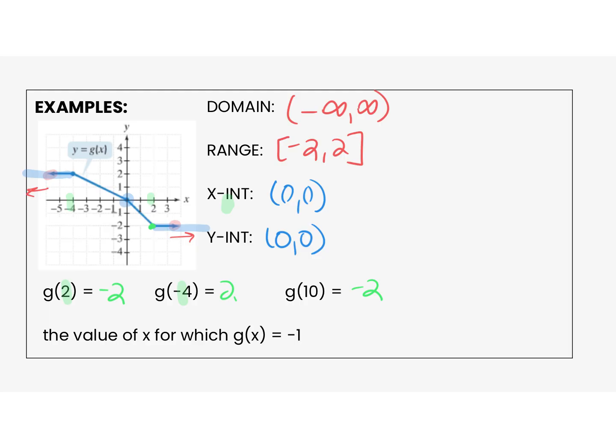All right, and then lastly, the value of x for which g of x equals -1. So again, that's saying where does y equal -1. So here's my y equals -1 line, and I see this point right here. So x would equal 1. All right, so we will do some more practice with this in class, but that is using graphs to look at domain and range and some other function properties.